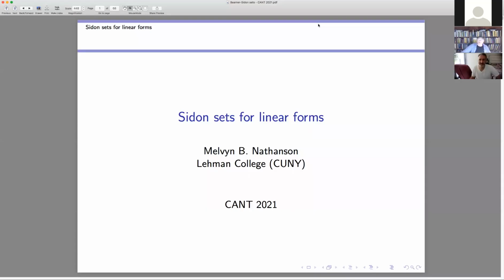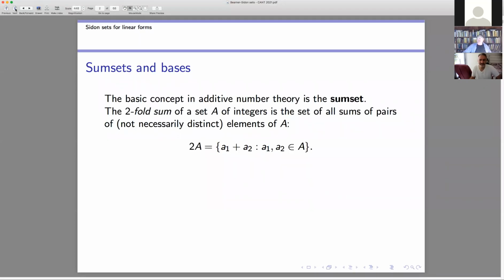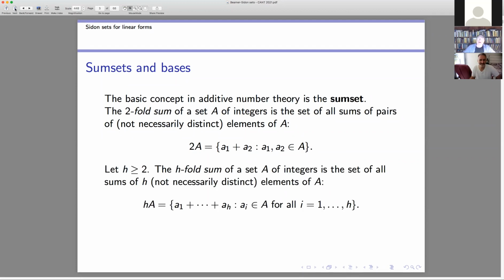All right, so I'm going to say a little bit about Sidon sets for linear forms. So in arithmetic, we like the idea of adding integers. If you have a set A of integers, the twofold sum is everything of the form A1 plus A2. And if you get carried away, you can look at H-fold sums. It's the set of all sums of H, not necessarily distinct, elements of A.